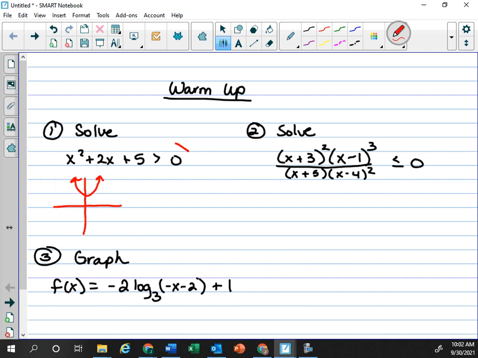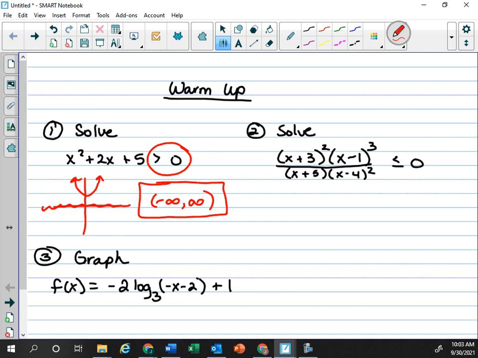So I'm asking you, when is it greater than 0? When is it above the x-axis? What do you think? Yeah, it's always above that x-axis, so negative infinity to infinity. What if I'd asked you, when is it less than 0? You got no solution, right? It's never below 0.